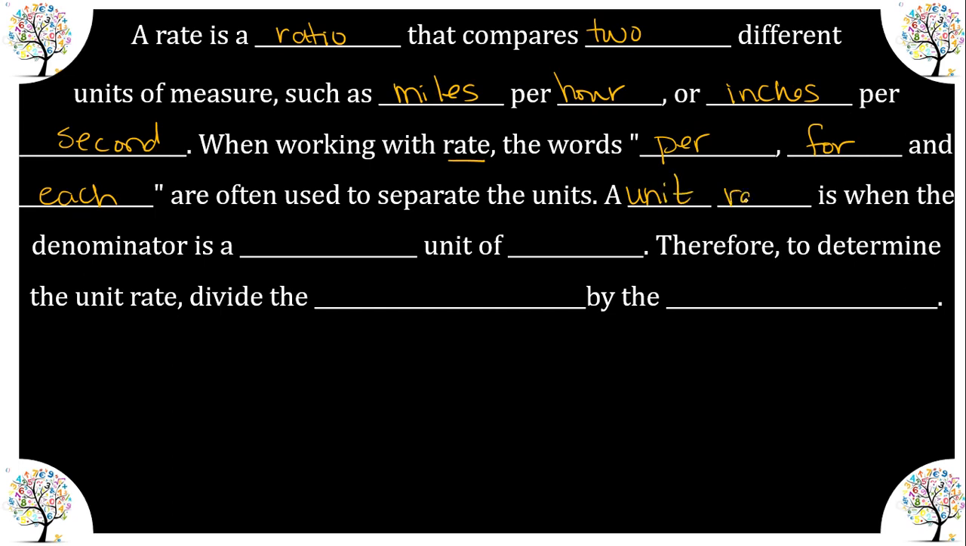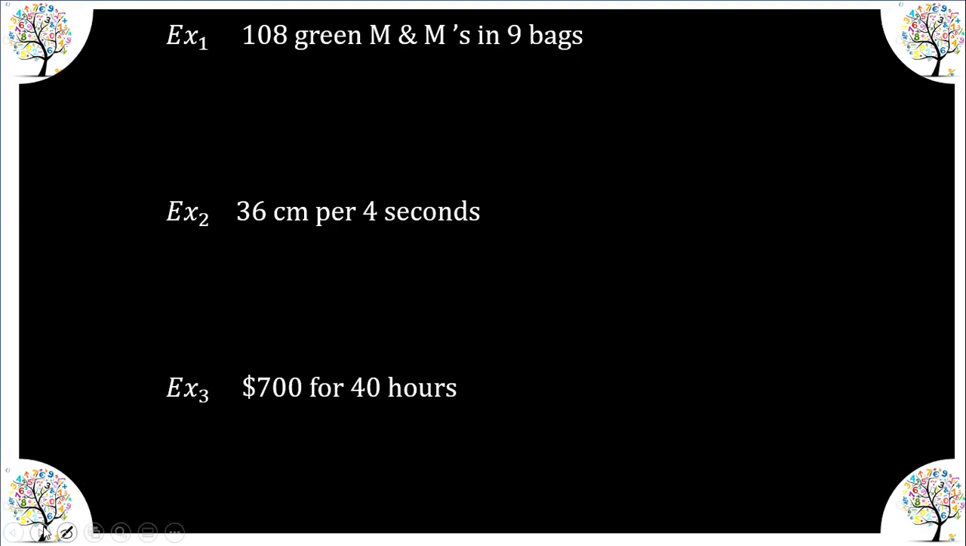A unit rate, which is a type of rate, is when the denominator is a single unit of one. Therefore, to determine the unit rate, divide the numerator by the denominator. This is why a calculator will be very handy. So we have a rate, which compares two units of measure. And then if we want to know the unit rate, we divide our numerator by the denominator.